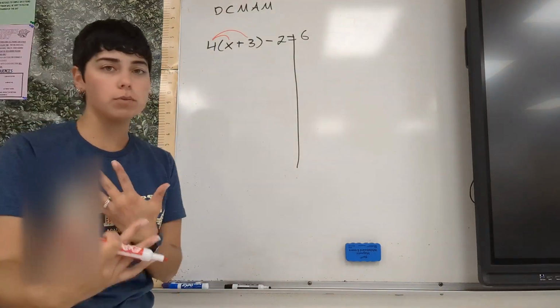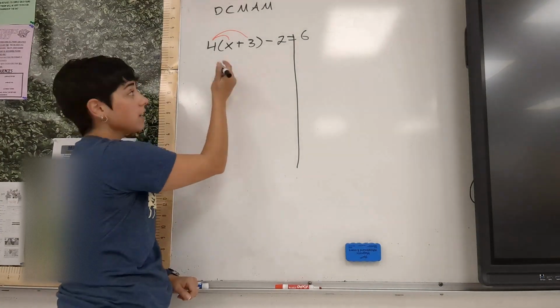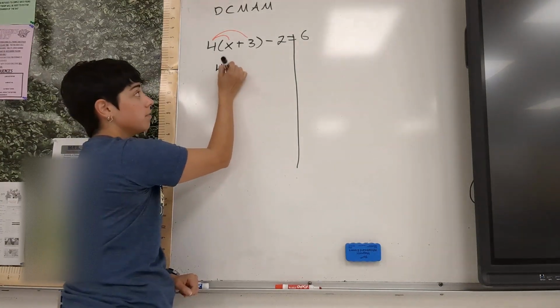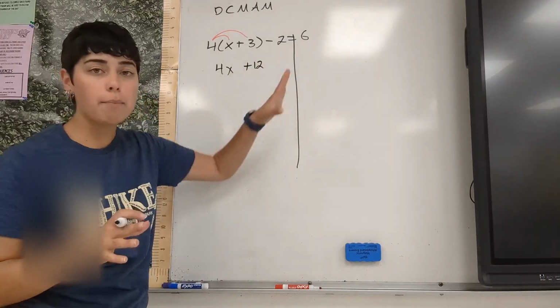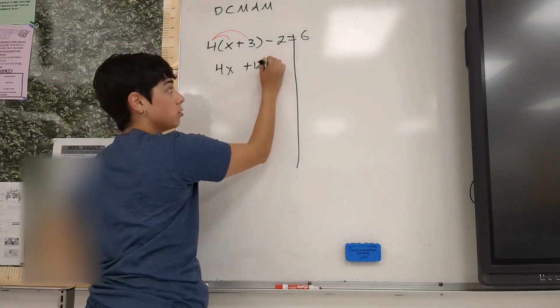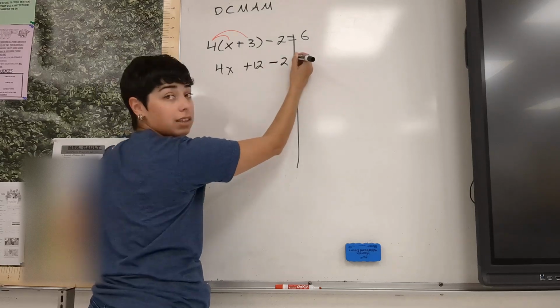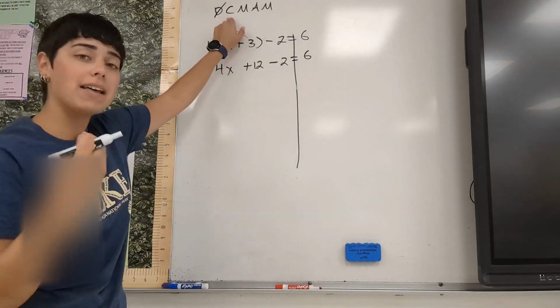Now distribute is just multiplication, so that's all we're doing. 4 times x is 4x. 4 times 3 is 12. Everything else not part of that, you're going to copy or bring down. So this minus 2, I'm bringing it down, the equal, and the 6. Now we go to C, combine like terms.